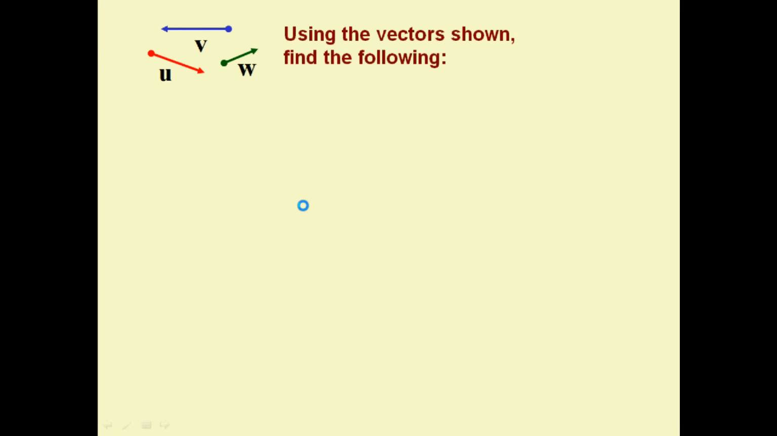Using the vectors shown, find the following. Here we have three vectors u, v, and w, and we have to find things.